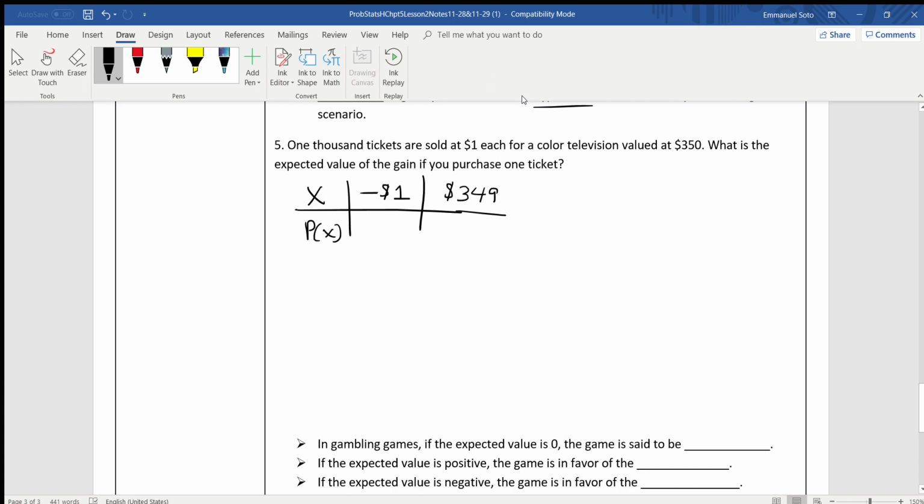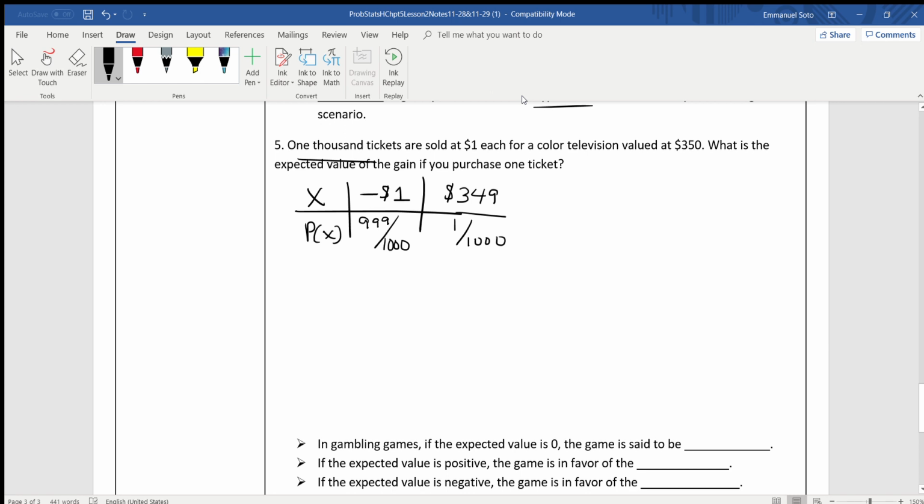What's the probability of losing the $1? There are 1,000 tickets here, and only one ticket is the winner. So you have 999 losing tickets out of 1,000, and only one ticket that's the winner. That's your probability distribution.